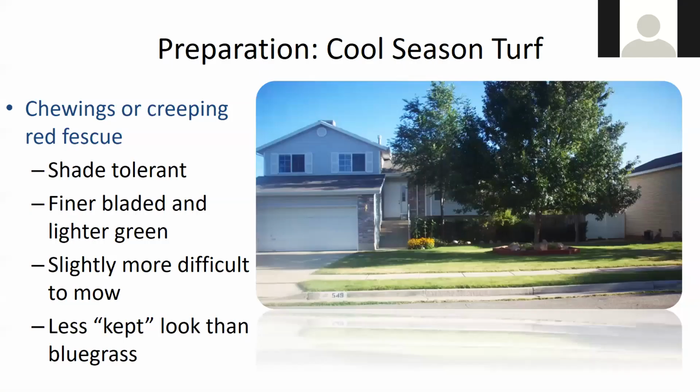So here's a picture of an unsharpened mower blade on it and the kind of look it takes on. Okay, special situations, chewings or creeping red fescue. This is a grass that's commonly used in shady areas because it's the most tolerant shade turf we have. I don't really like it at all unless you have so much shade that nothing else will grow under there besides a few weeds.